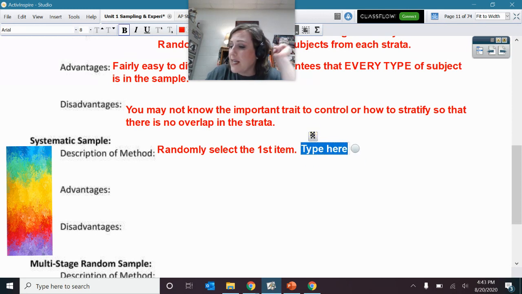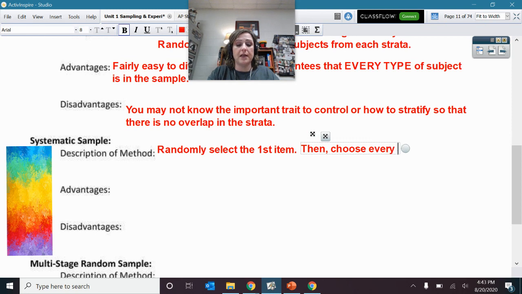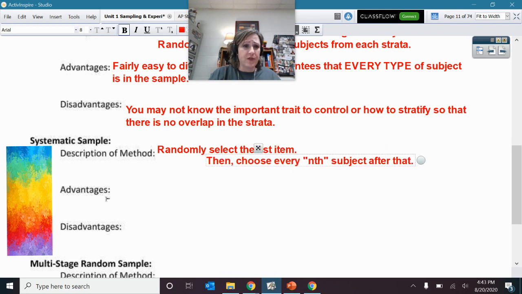Then after we randomly selected, choose every 10th item. Every 20th, every 5th, every 10th, whatever subject after that. So there you go. Very simple. Very simple to take that. So that's an advantage, of course. Very simple to take. Line them up.